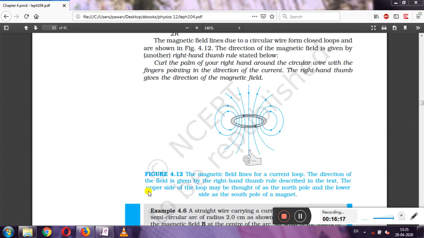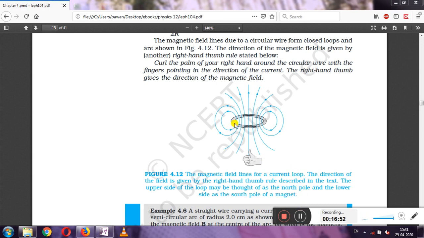Here you can see we have a current carrying loop. In this current carrying loop you can see the direction of current, and due to the current flowing in the conductor you can see magnetic field lines. How did we get these magnetic field lines? You get these magnetic field lines after applying the right hand thumb rule. You hold the conductor in your right hand so that the thumb points in the direction of current, then you can have the direction of the magnetic field.